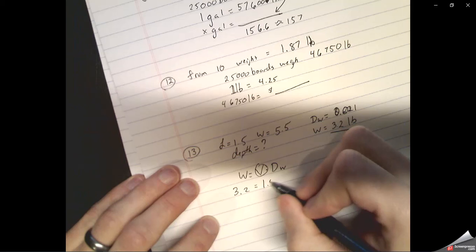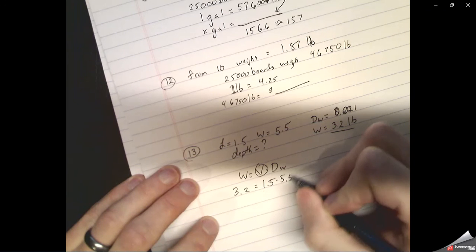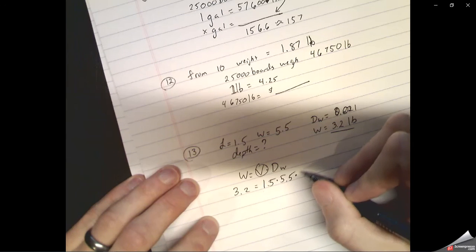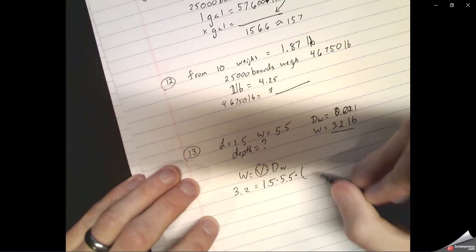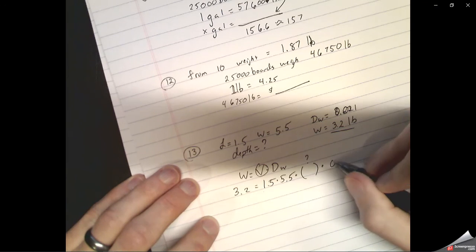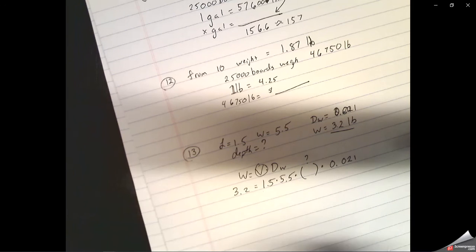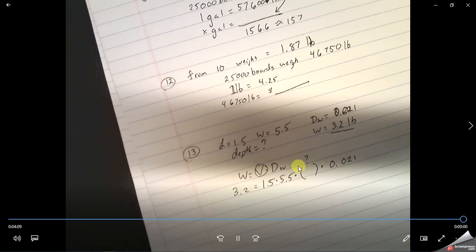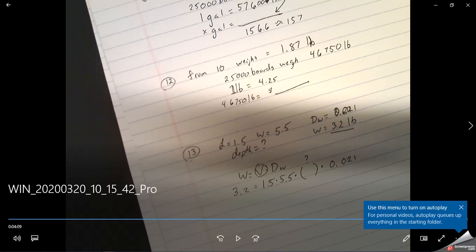For the volume, we know the length, we know the width, we don't know the depth. We just don't know one of them. It doesn't matter, they're interchangeable, called the commutativity law of multiplication. So we plug all that in. We do know the density of 0.021. Then all you're doing is solving for that question mark. Once you get that, you'll be able to solve for 13. Any other questions? Let me know. Thanks.